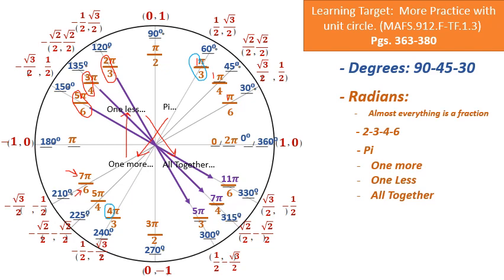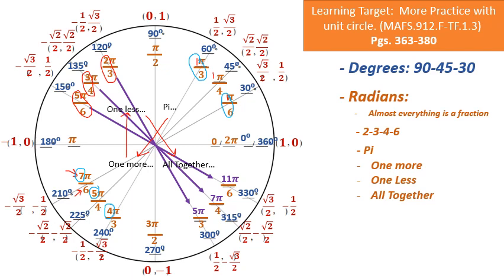1 plus 4 is 5. Trace that down. Oh my gosh, it's a 5. 1 plus 6 is 7. Trace that back. Oh my gosh, it's a 7. All right, and it just works that way. All right, pi, one more, one less, all together. That's my little shortcut to remembering all the degrees and all the radians.